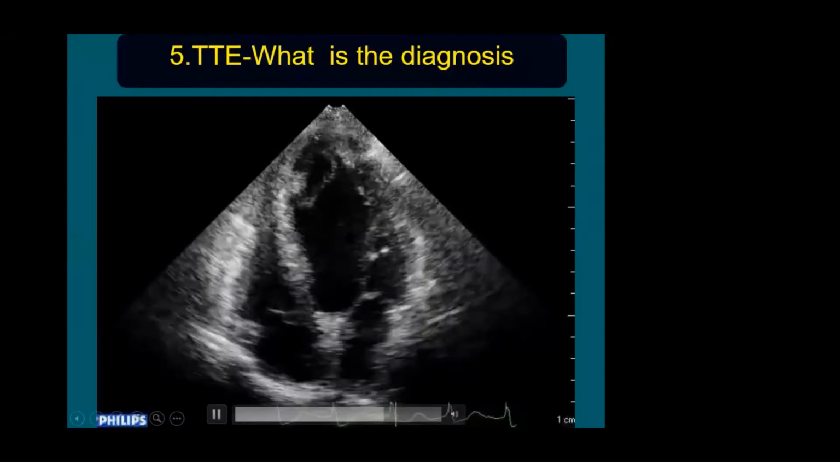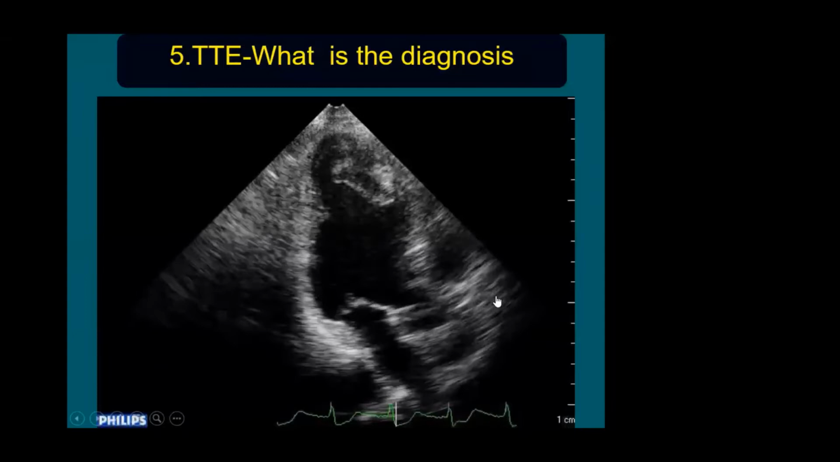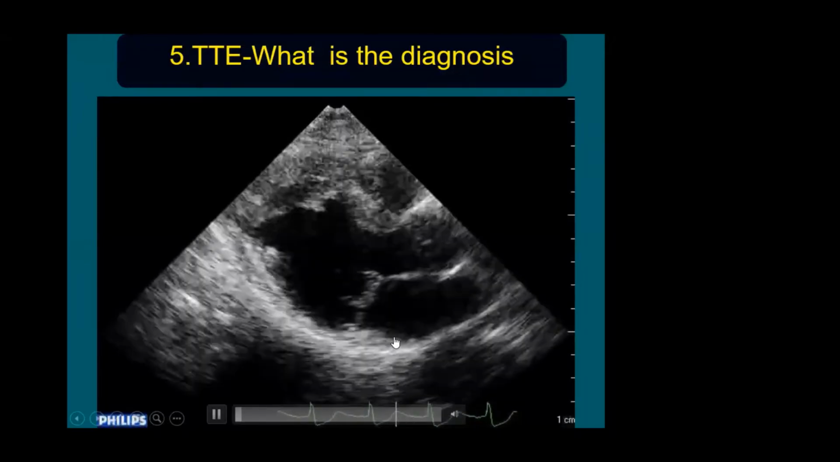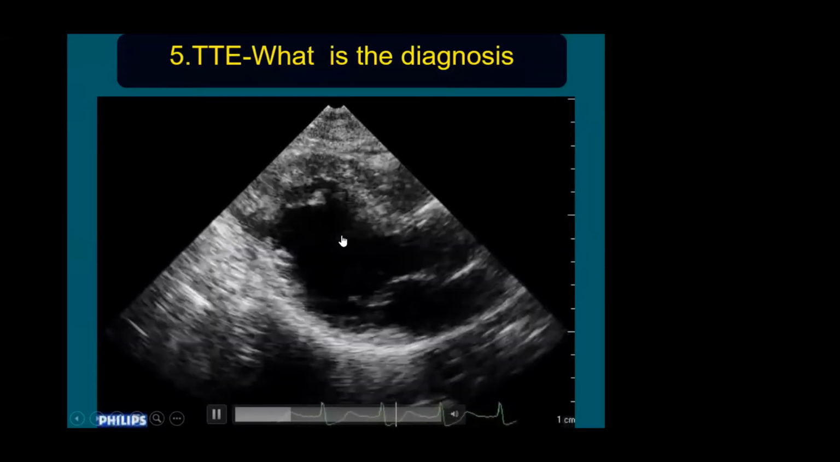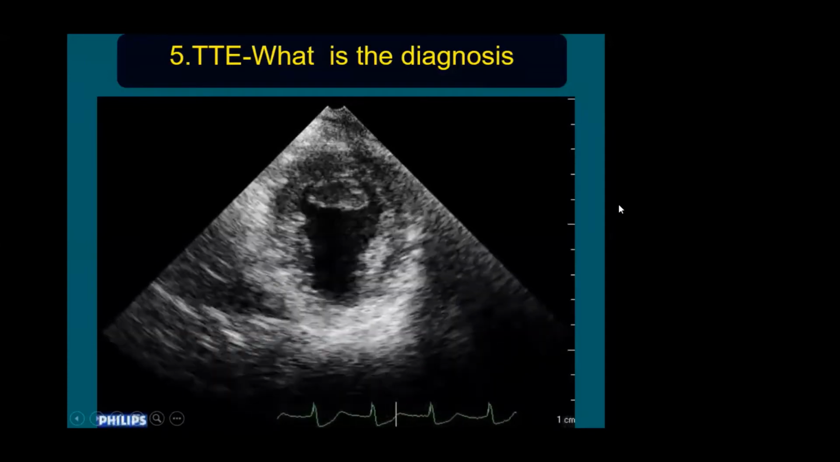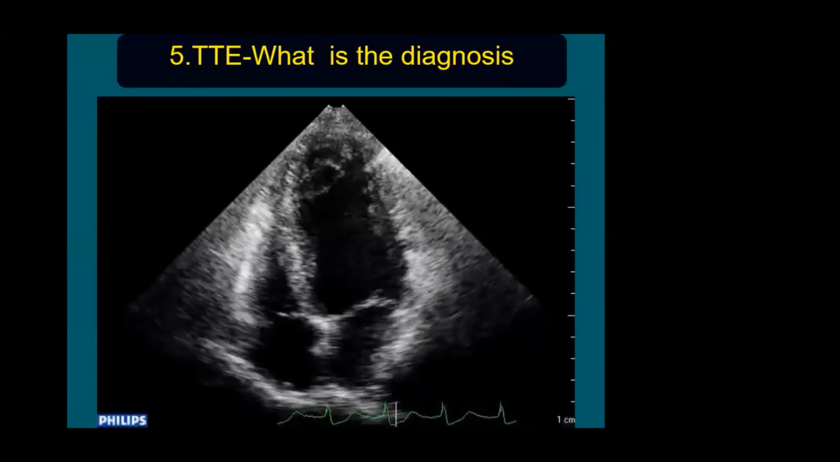So this is the apical four-chamber view. You can see a mass near the left ventricular apex. This is the apical long axis view. And again, the clip is running. So what is the diagnosis in this patient, the type of mass, and what is the clinical condition which has produced the mass? So these are the 5 clips which I have shown.